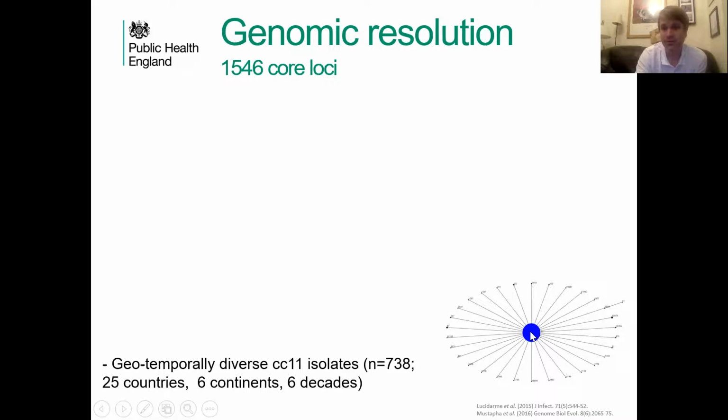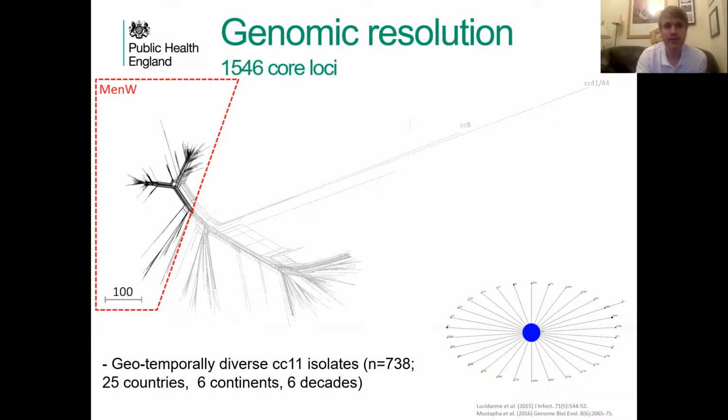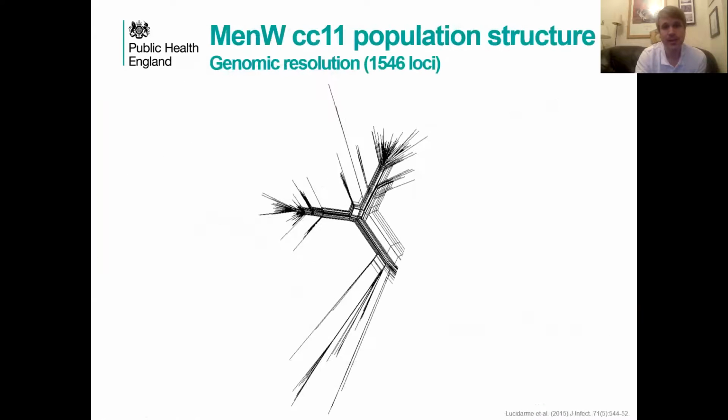You can see that the vast majority of isolates belong to this central sequence type, ST11. As you can see, there's much more structure here when we move from 7 loci to the 1546 core loci that we used in this case. We found that all of our group W isolates fell up here on the left-hand side. And if you imagine that the evolution of this takes place in this direction, you can see that they actually break off into 2 distinct sublineages.